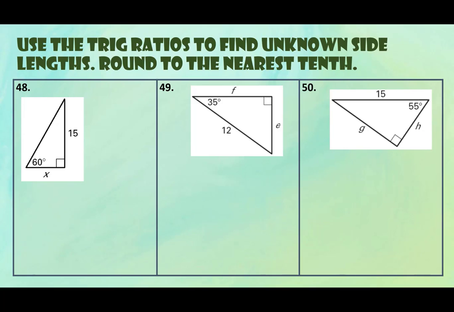So what we're going to do now is actually put what we just learned to use. So we have 60 degrees down here, and to 60 degrees, we have the opposite side is 15, and then the adjacent side is x.